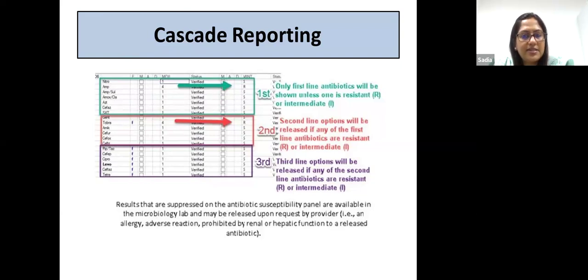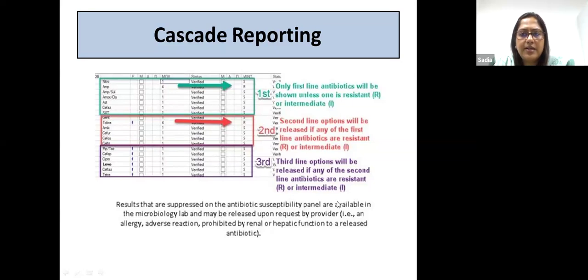If you have any resistant organism in the first line, then you should go with the second line options. And then if you have resistance there too, then you should go for the third line antibiotics. Okay, so this is the cascade reporting. CLSI does tell us which antibiotics you should release in case of pan-sensitive organisms, because we want the doctors to use that antibiotic for treatment.